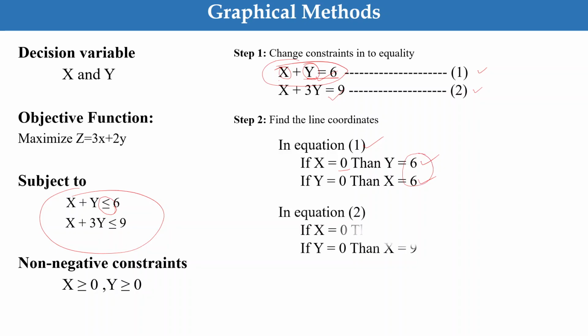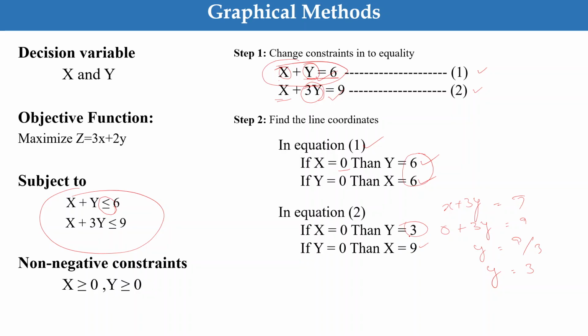So we have 6 and 6. For equation 2, we do the same. We'll put x equal to 0. Let me just solve it. x plus 3y is equal to 9. If x is equal to 0, it will be 3y equal to 9, so y is equal to 9 upon 3, so y is equal to 3. So we have 3. Same, when I put y equal to 0, this entire term will be 0 and x is equal to 9.